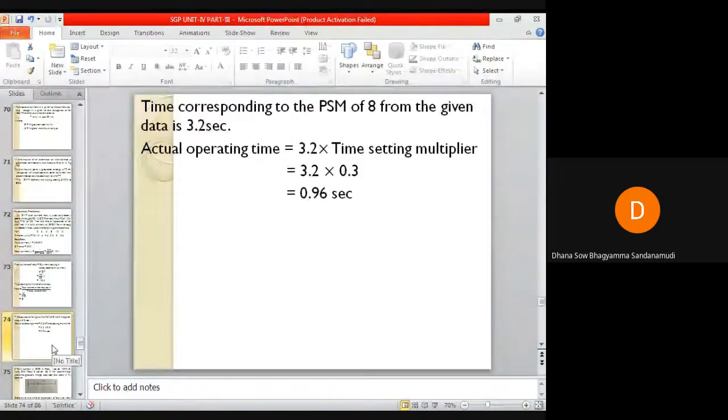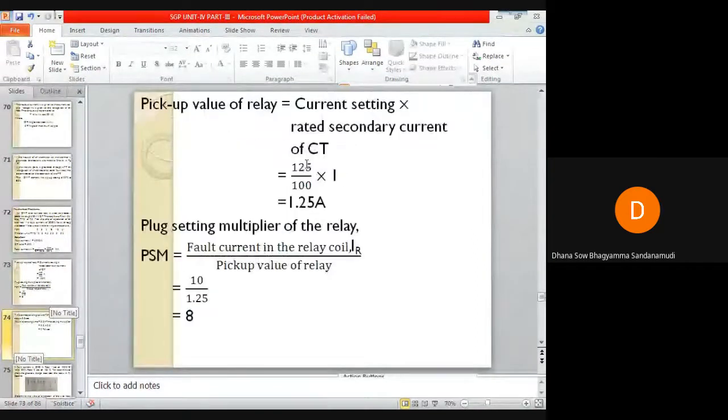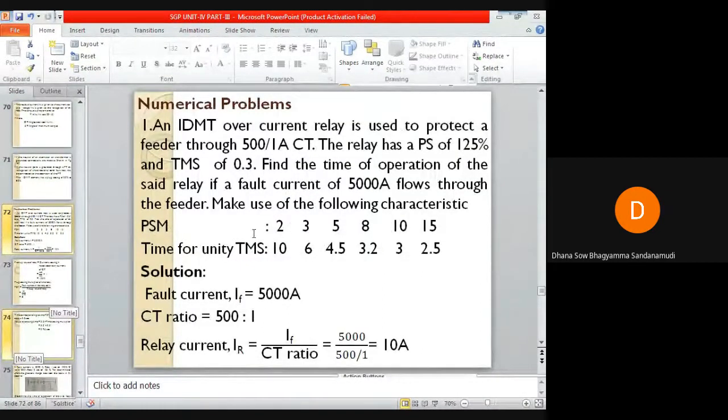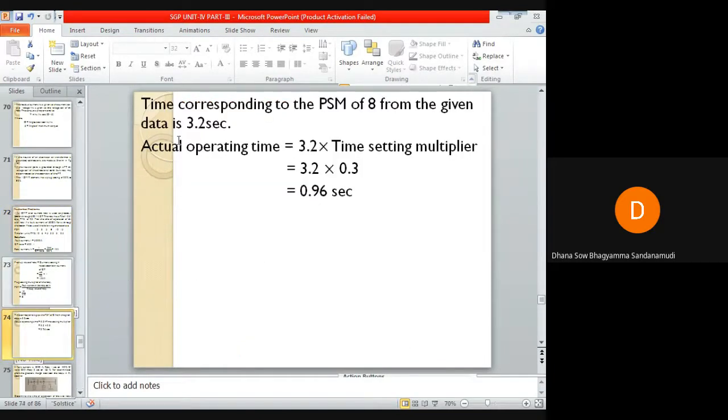Okay, so you have got a plug setting multiplier value of 8. Go to the table, where some data is given. Since the plug setting multiplier value is 8, the time for unity is 3.2. So from the given data, note down this time value: for a plug setting multiplier value of 8, the time for unity is 3.2 seconds.